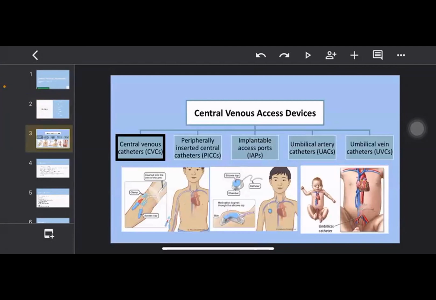Okay, so for the introduction, there are many types of central venous access device, and one of them is CVC, which is the central venous catheter. It is also known as central venous line, or central venous access catheter. So it is placed into the large vein, such as the internal jugular vein, femoral vein, and also subclavian vein.